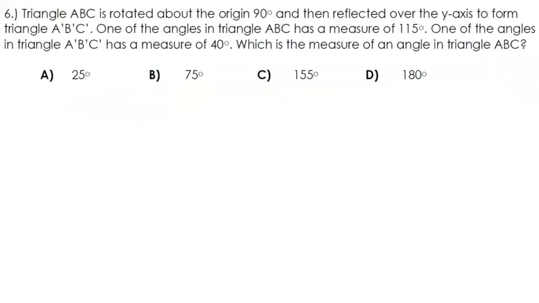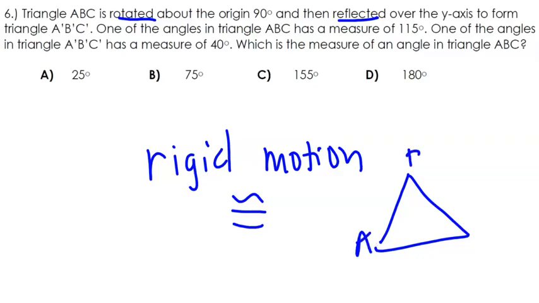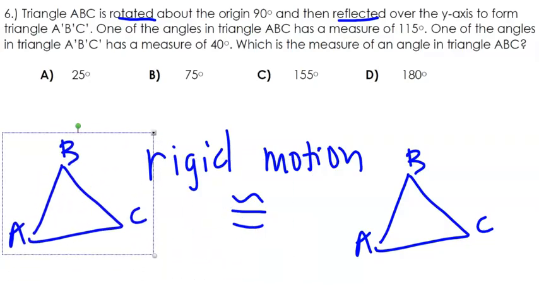Number 6 tells you that triangle ABC is rotated about the origin 90 degrees. It's then reflected over the y-axis. So we know that only rigid motions were used. And when rigid motions are used, we know that the shapes are congruent. So if we have triangle ABC, we know it's going to be exactly the same as triangle A prime, B prime, C prime. So I'm going to clone this. I'm going to call it A prime, B prime, C prime.